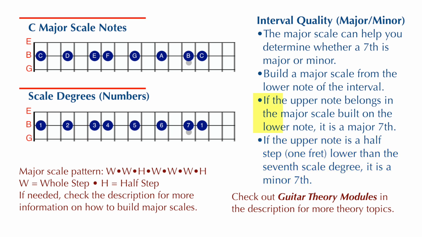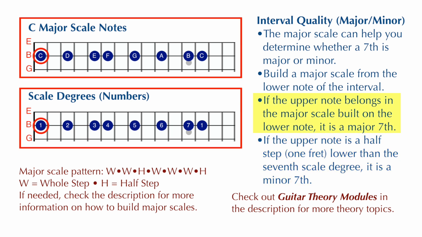For example, when you build a C major scale using the whole step, half step, whole, half pattern, you get C, D, E, F, G, A, B, and C. The note B is the 7th note of a C major scale, so B is a major seventh higher than C. If you change that B to B flat, which is a 1/2 step lower than B, you now have a minor seventh.